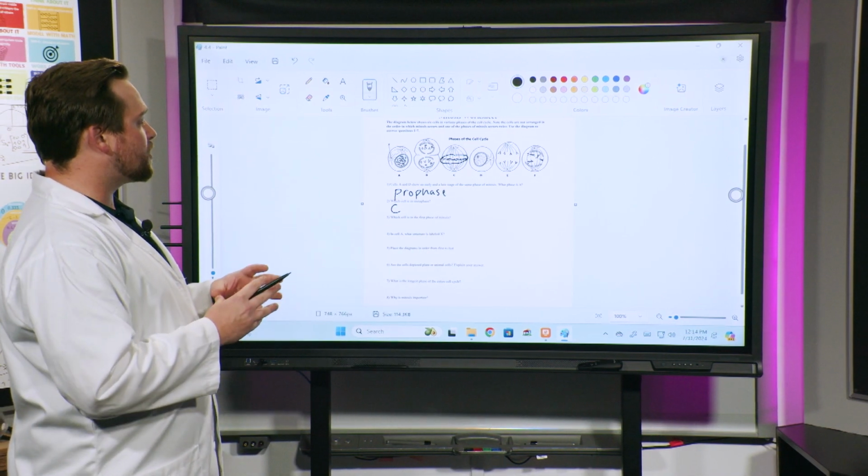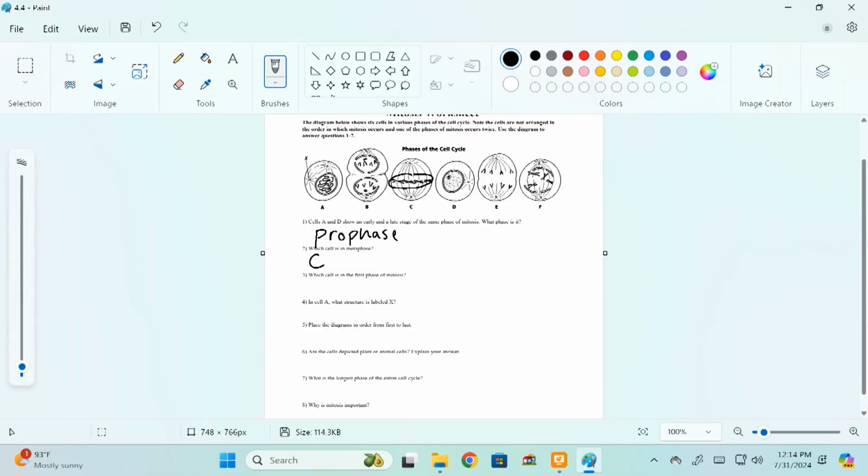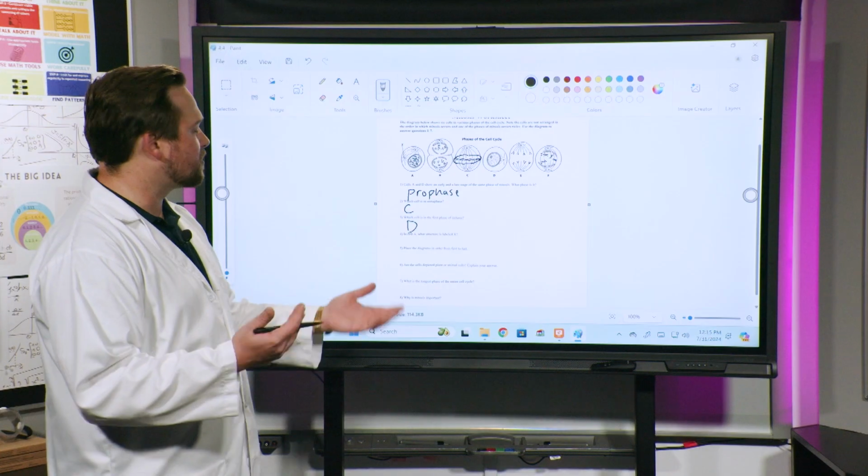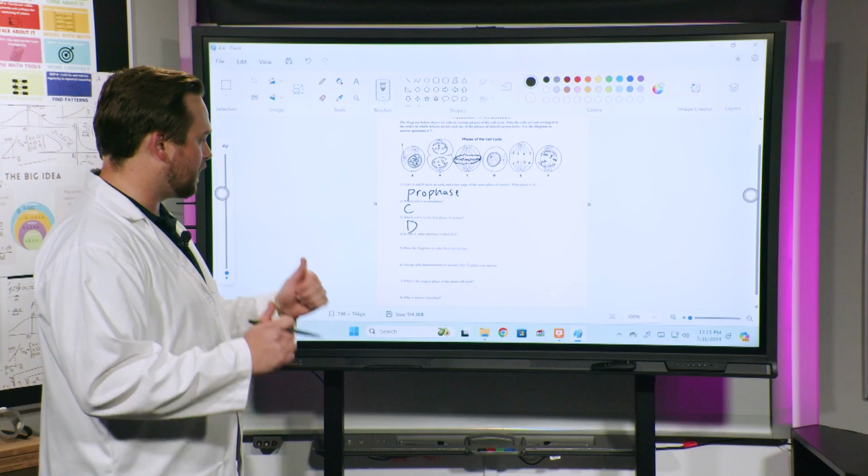3 says, which cell is in the first phase of mitosis? So which cell is in the first phase of mitosis? Well, we just talked about how A and D are both prophase, and that D probably came first. So D's in early prophase. So D is a good answer to put here, but I think you could put A too, because early prophase, late prophase, they're both the same phase of mitosis, so really either one there is going to be perfect.